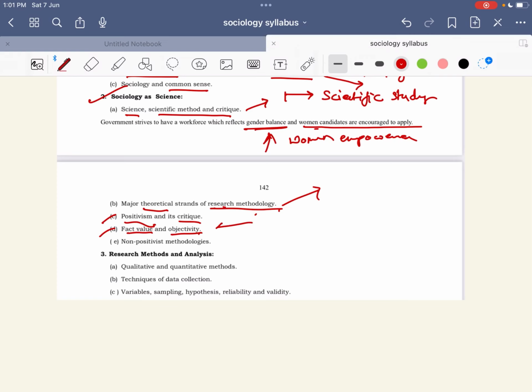So what is objectivity? We should be objective while conducting a social experiment. And what does that objectivity mean?